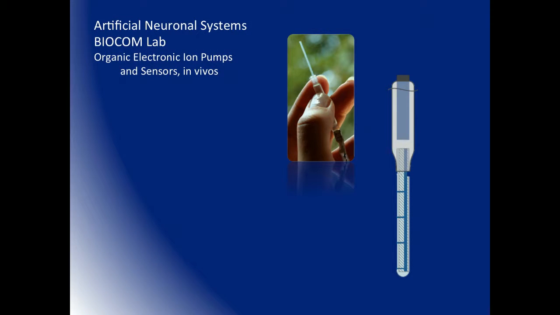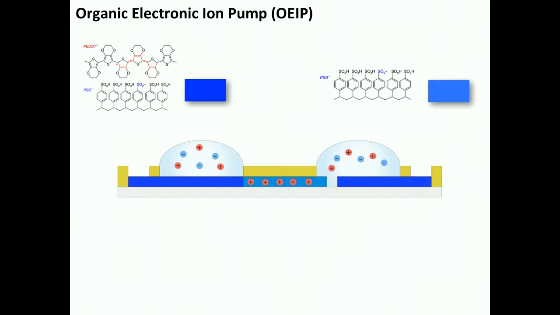So the next technology is then the organic electronic ion pump. This device converts an electronic addressing signal into the delivery of neurotransmitters, and the goal is to bring this in close proximity to systems where you have some kind of neurological disorder. This device works like this.